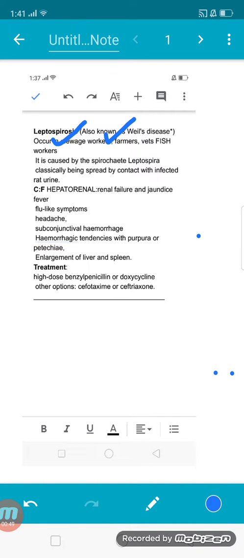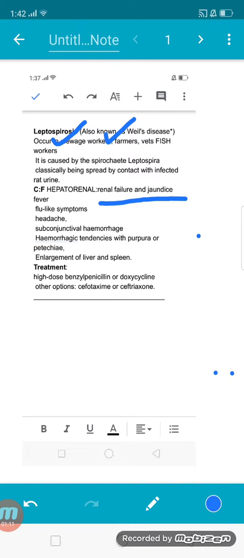And what are the major organs they affect? They affect the kidneys and they affect your liver. Hence, they tend to cause renal failure and jaundice. So in a scenario, you need to look for renal failure and jaundice, since these are very important, very specific symptoms of Weil's.